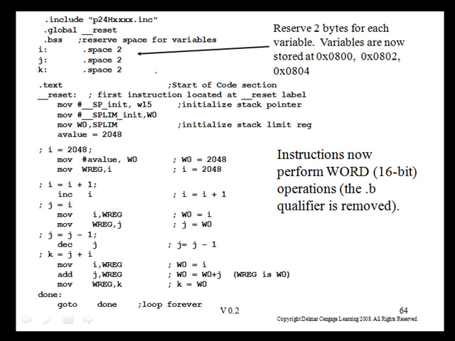In our MPLAB compatible assembly file, we're now going to need to reserve 2 bytes of space for I, 2 bytes for J, and 2 bytes for K. That means that I will reside at location 800, J will reside at location 802, and K will reside at location 804. The rest of this program, all we've done is simply remove the.byte from the instructions.